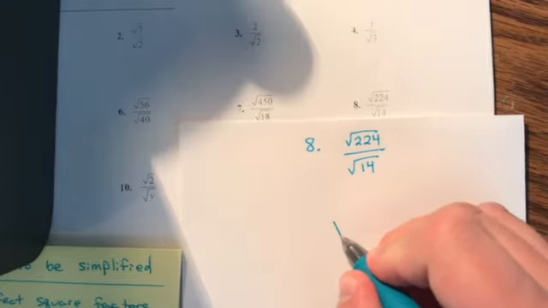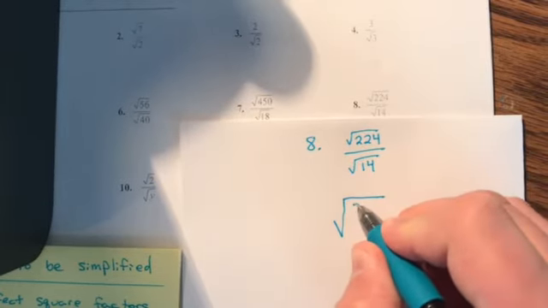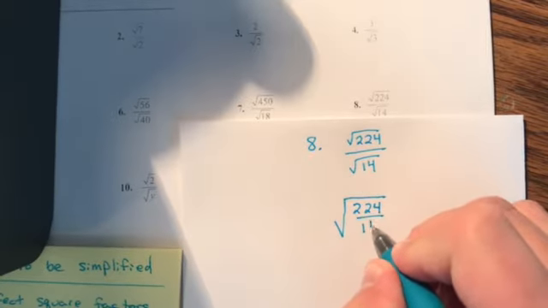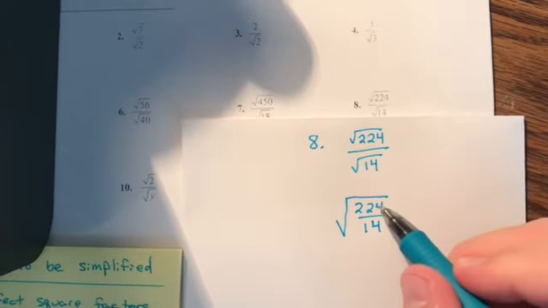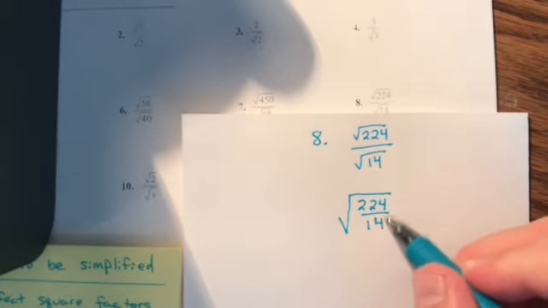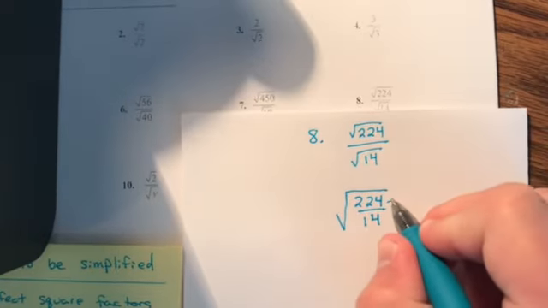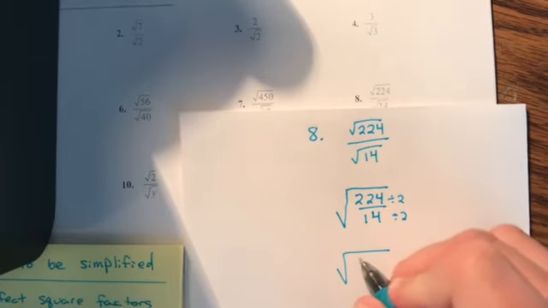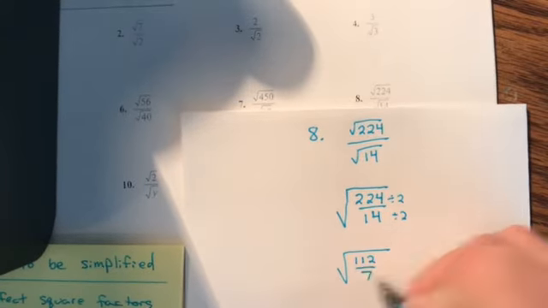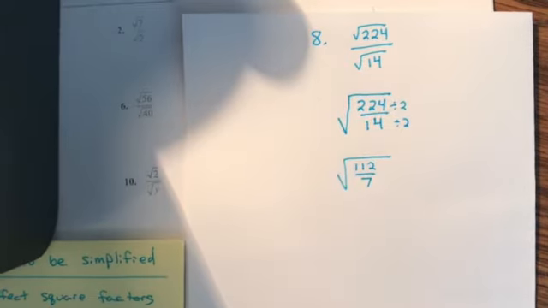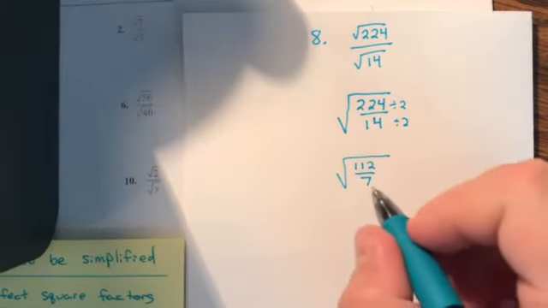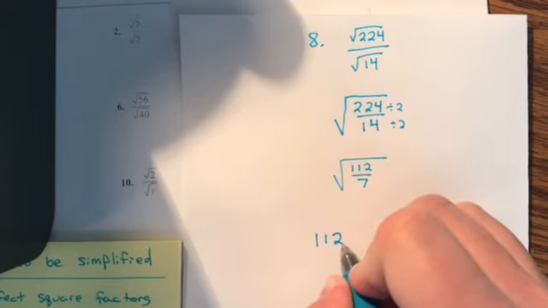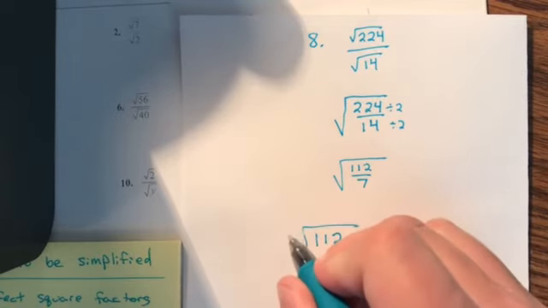What I mean by that is apply your quotient rule and just think of this as 224 over 14. I don't know of a lot of numbers that go into both 224 and 14, but they're both even numbers. So I can just simplify this fraction. Maybe I go to the square root of 112 over 7. Well, I wonder if that could be simplified further. I wonder if 7 goes into 112 evenly.